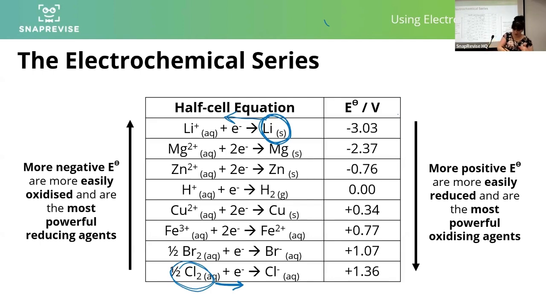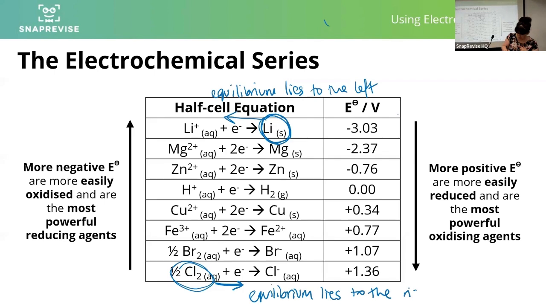So up here, the equilibrium lies to the left. I know they're shown as single arrows. They should be double-headed arrows, but here the equilibrium lies to the left. And down here, the equilibrium lies to the right. Have I done that the wrong way around? No, fine. The equilibrium lies to the right, as in you're going to get lots of the forwards direction.